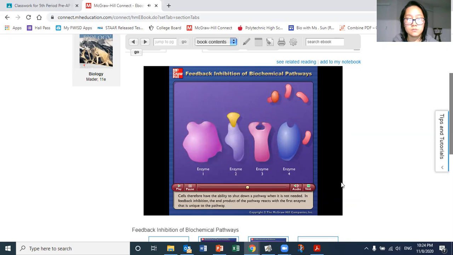In feedback inhibition, the end product of the pathway reacts with the first enzyme that is unique to the pathway. The reaction occurs at a site on the enzyme that is different from the active site, called the allosteric site.